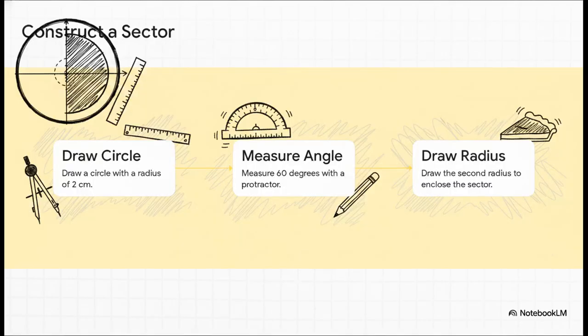So let's see how this actually builds when we construct these shapes by hand. If you wanted to draw a perfect 60-degree sector, you can't just freehand it, right? You'd set your compass to exactly 2 centimeters to draw your perfect 2D boundary. Then, using your center point as an anchor, you align a protractor, measure precisely 60 degrees, and draw your second radius. And boom! Just like that, you've mathematically constructed a perfectly measured slice of the pie.